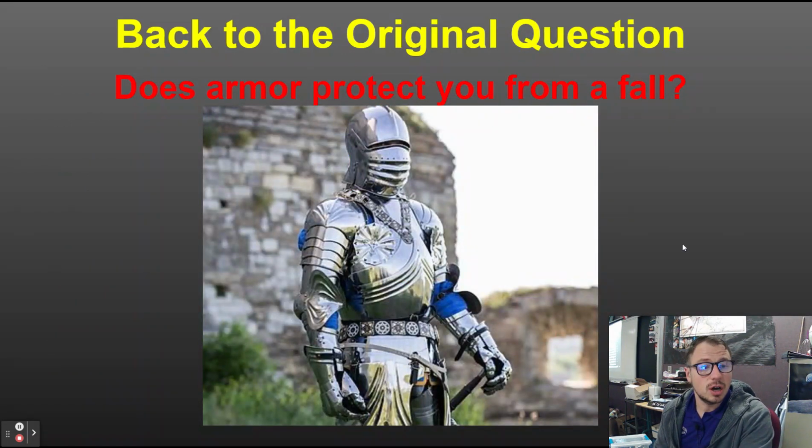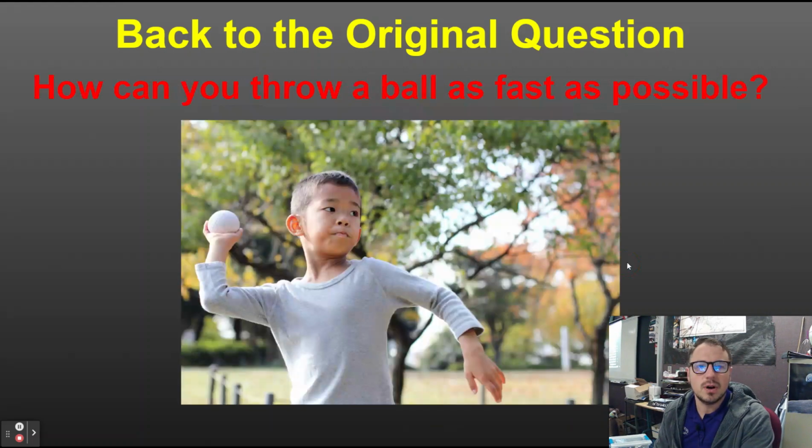Does armor protect you from a fall? So the answer is no, right? Because what you should have gotten out of this is that armor doesn't really decrease the time that it takes to come to rest. What armor does is it really protects your skin. It spreads impact out over a larger area, like if you're getting hit with a sword, but it doesn't really protect you from a fall.